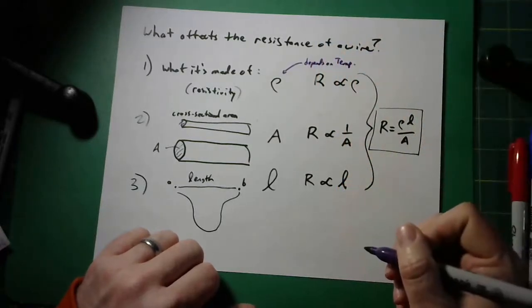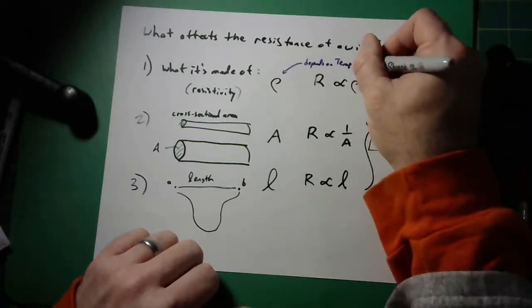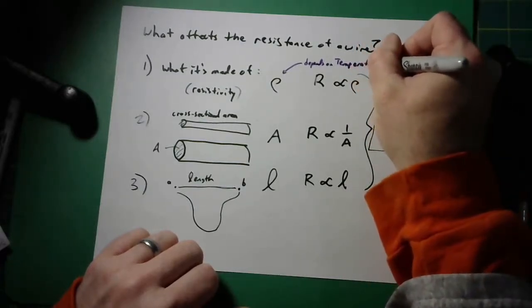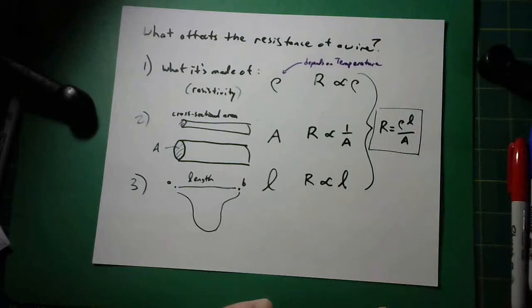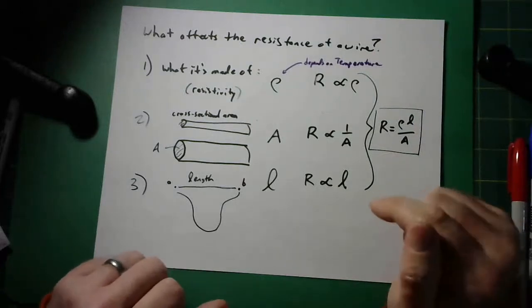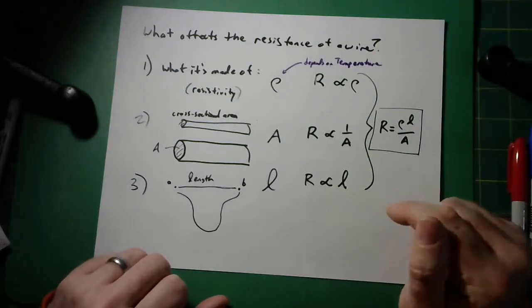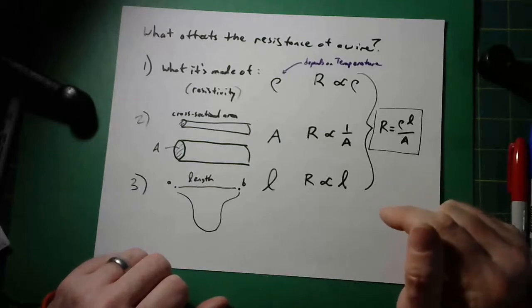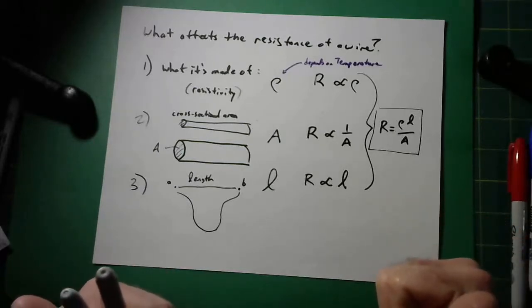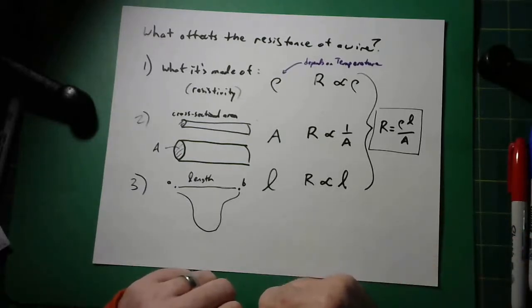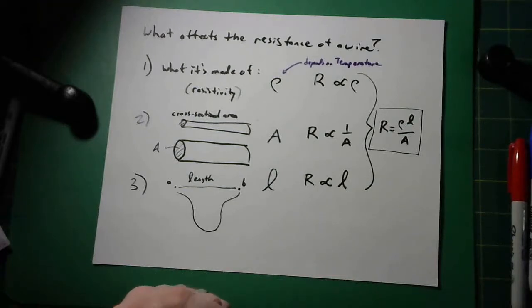Okay, for most materials, do you suppose it will be easier or harder for charges to flow through the wire as the temperature goes up? So as the wire gets hotter, is it going to be easier for electrons to move around in it or harder for electrons to move around in it? Take a second and kind of develop an opinion. Which way do you think it's going to work?